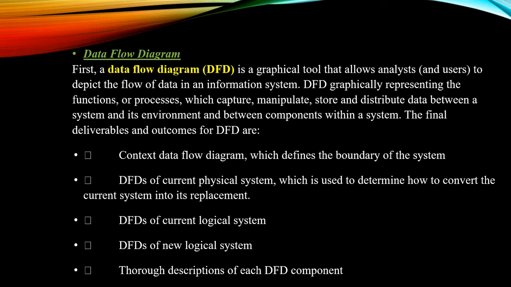The final deliverables and outcomes for DFD are: a context data flow diagram, which defines the boundary of the system; DFDs of the current physical system, which is used to determine how to convert the current system into its replacement. Please note down that DFDs are divided into two types. We have the physical DFD and logical DFD. Also, DFDs of the current logical system, DFDs of the new logical system, and a thorough description of each DFD component. We shall see the different components of DFD next.